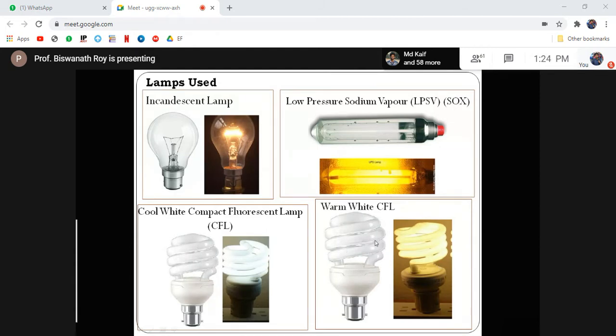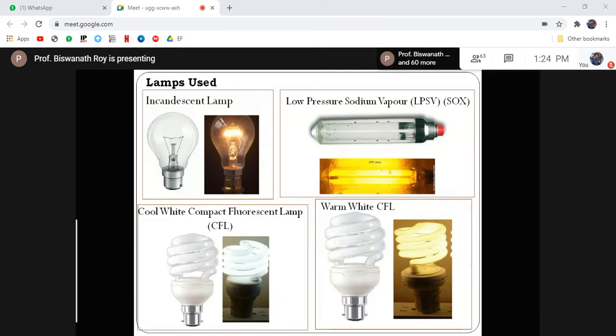So this is the physical appearance of the lamp when no power is fed to it, and this is the physical appearance of the radiation coming out. The color of the radiation is what we are actually going to investigate with the help of this experimentation.